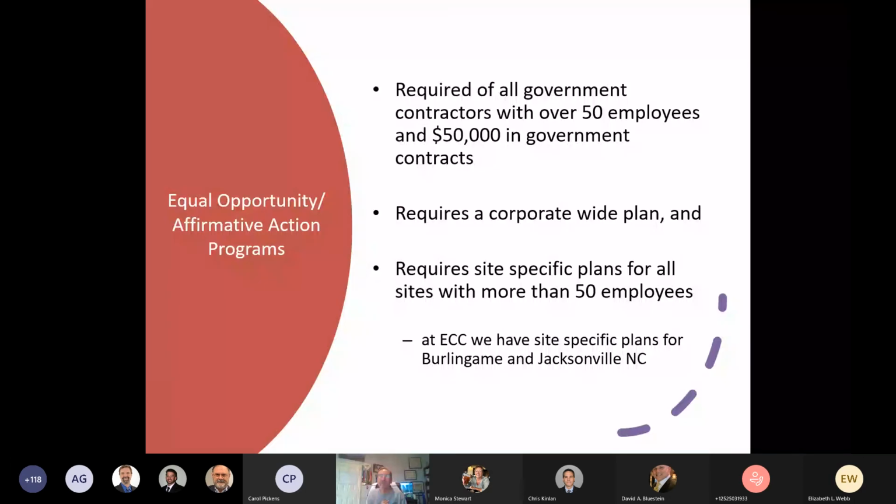So for the 2020-2021 plan years, we've got site-specific plans only for Burlingame and Jacksonville. And then next year, that might be different. Next year, we might be required to have a site-specific plan for Lakewood, for example. And we've had one for Lakewood in the past, right? But right now, that number has dipped just below 50. We're kind of near the cusp. So we might be required to have a plan there next year. Any location that gets more than 50 employees, whether it's a project site or a permanent office, we would do a site-specific plan.